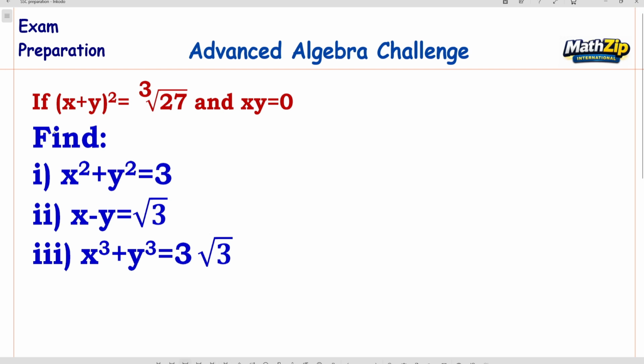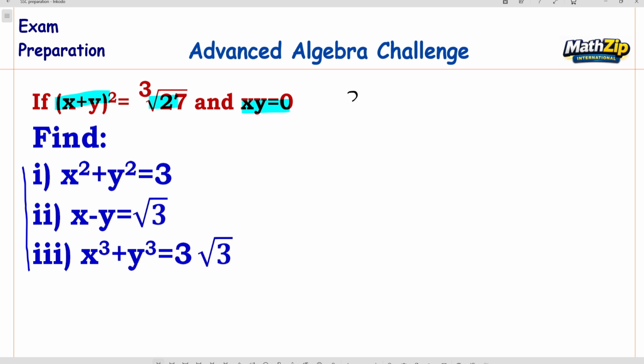If (x plus y) whole square equals the cubic root of 27 and xy equals 0, we have to find out whether this expression is correct or not.